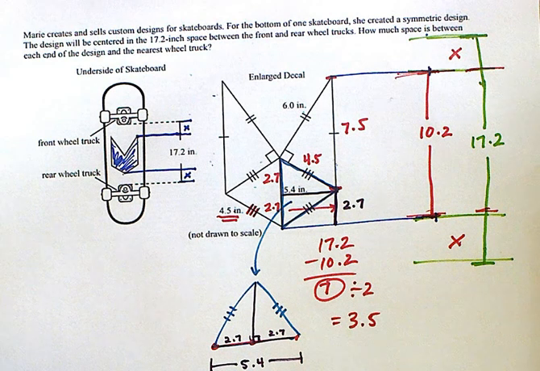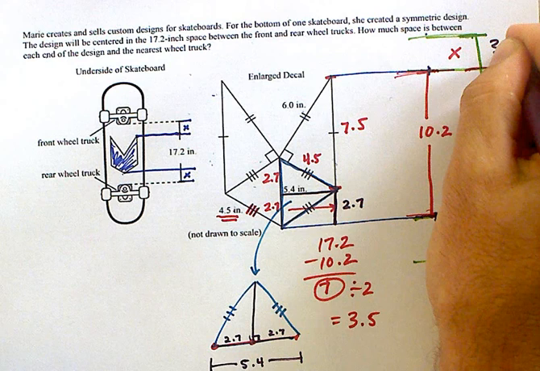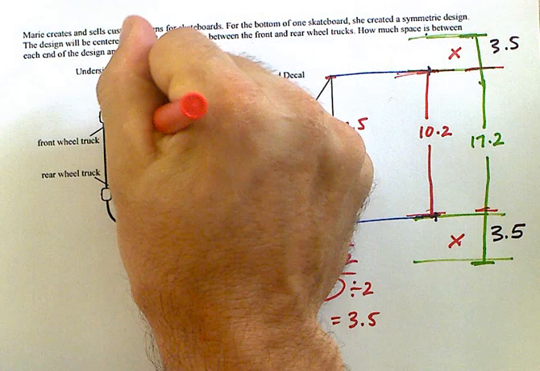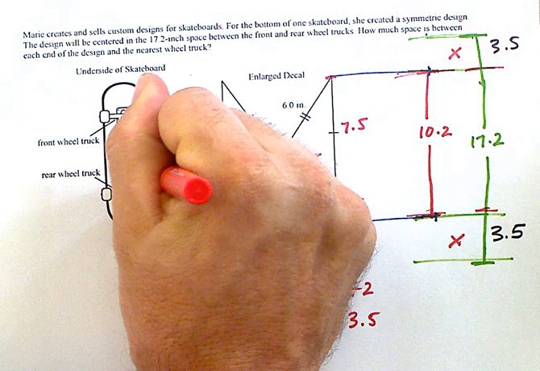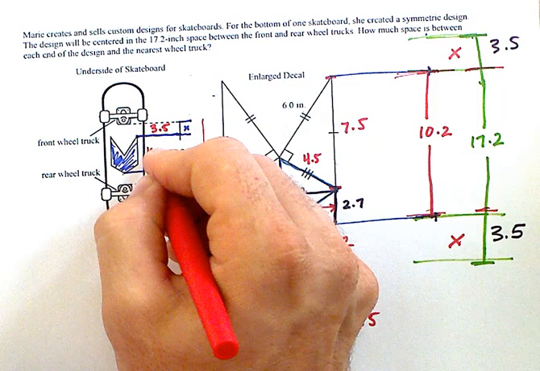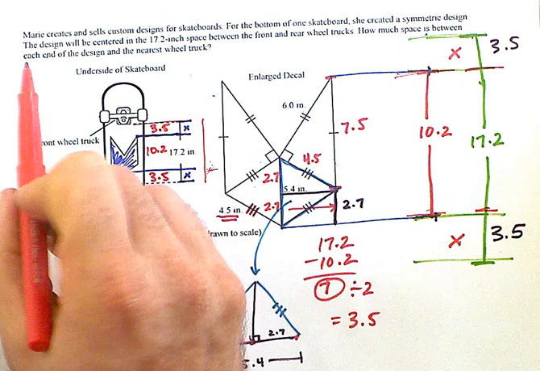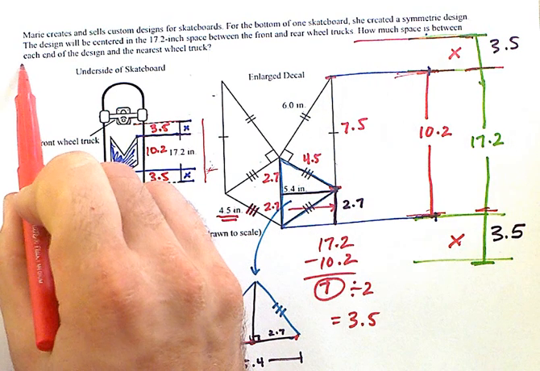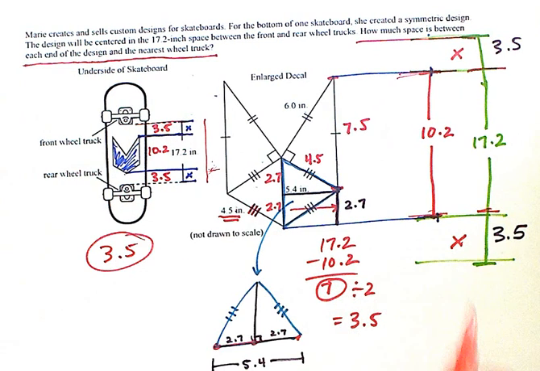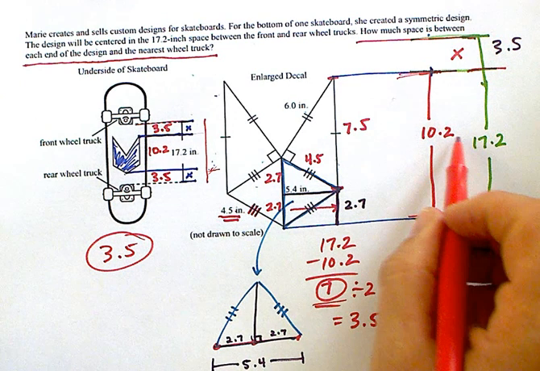And that's what would be the distance here in between. Get a lighter color so you can really see it. In between here would be 3.5 and 3.5. Why is that? Because this whole piece was 17.2 and in here was 10.2. So we took that 7 and split it up into 2 pieces. So when they ask how much space is in between each end of the design to the nearest wheel truck, you would say 3.5. Be careful not to say 7, because 7 is not the distance between. It's basically the difference between 17.2 and 10.2.